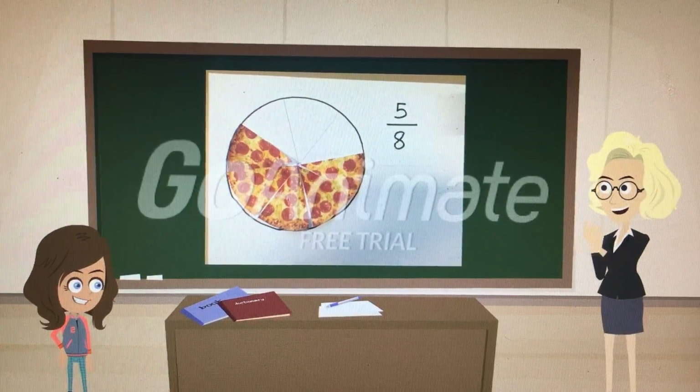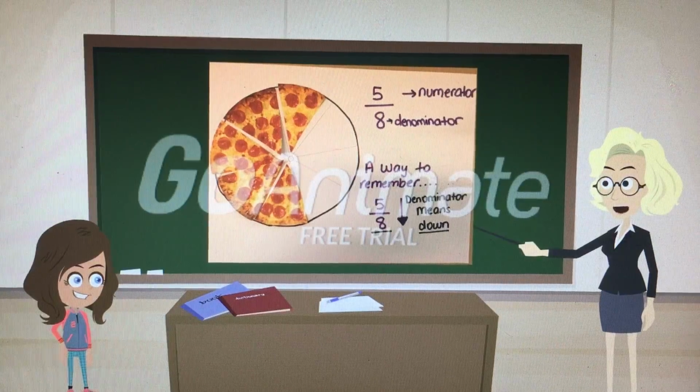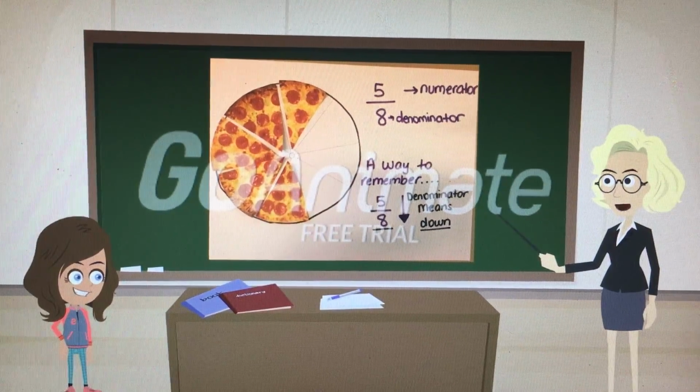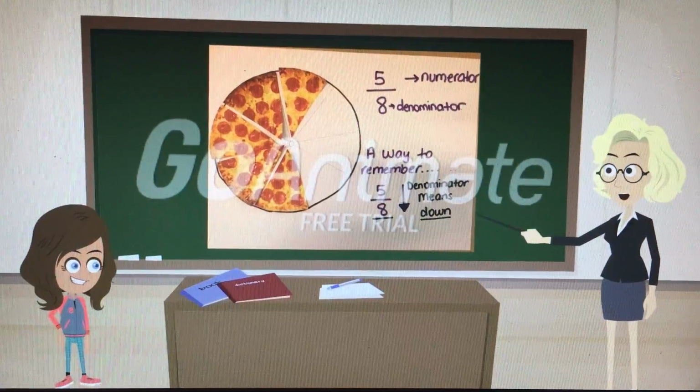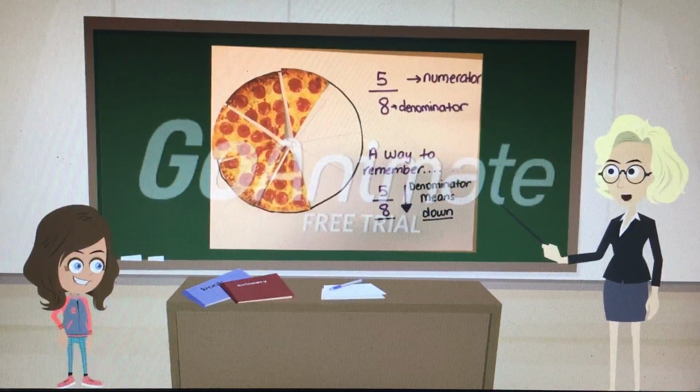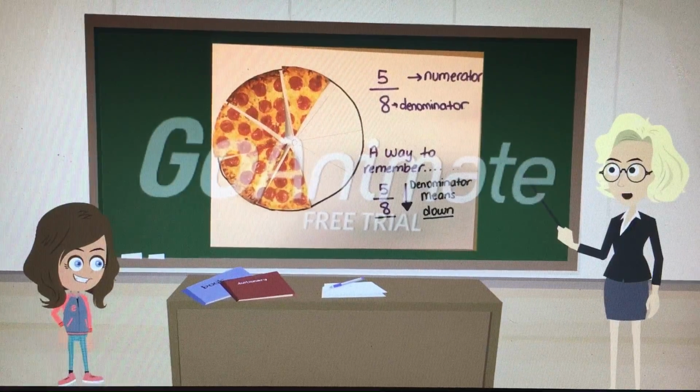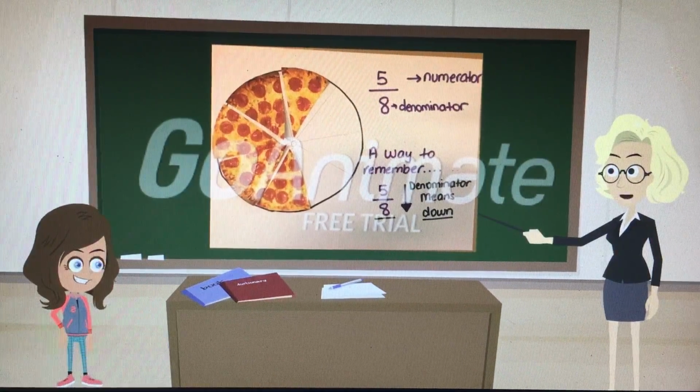Excellent. Great explanation, Georgia. The top and the bottom number each have a name. The top number is called the numerator, and the bottom number is called the denominator. A good clue to remember these names is to remember this rule. Denominator is the down number, which is the bottom number.